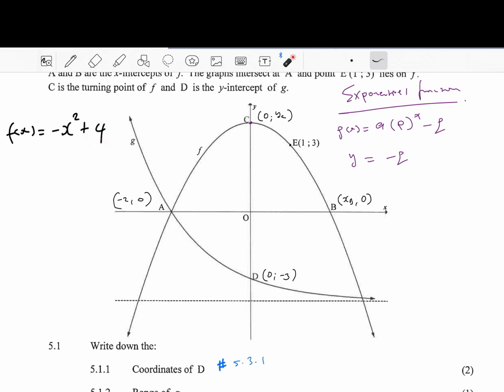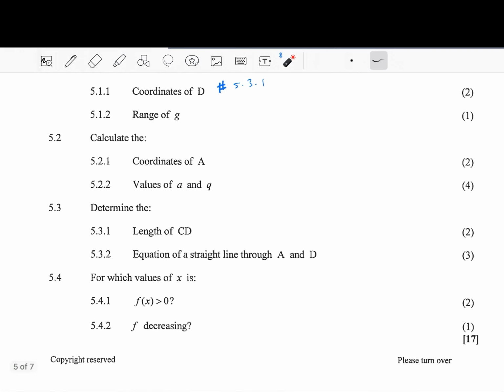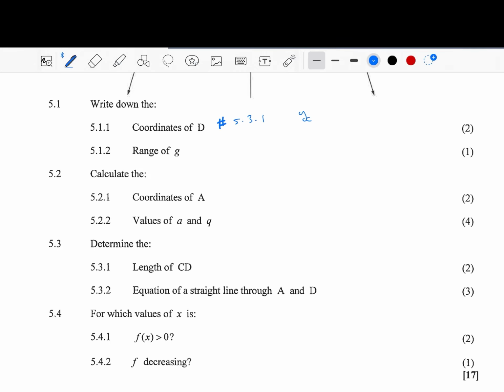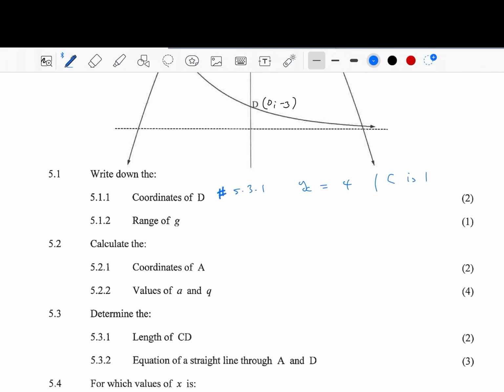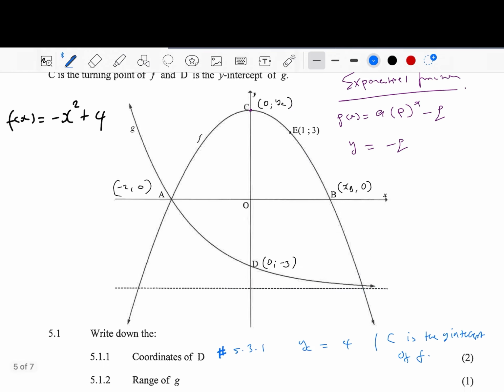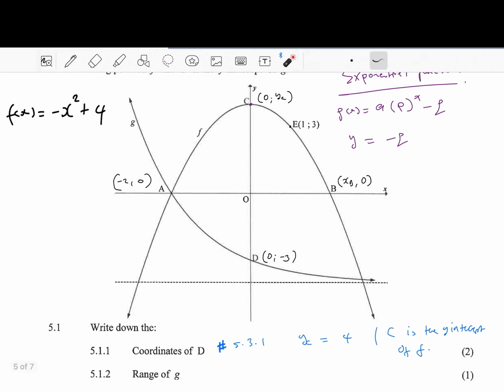Because C is the y-intercept, and the y-intercept is always going to be this value here. So that's the first thing. First thing first, the y value of C is equal to 4. Why? Because C is the y-intercept of f. That's what this is. Right, so from here, now the distance from, let me just change this.